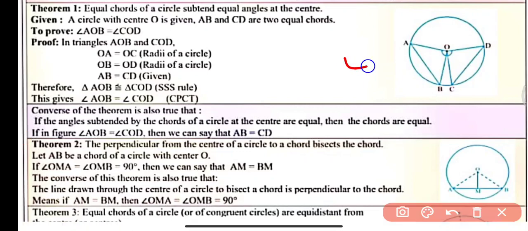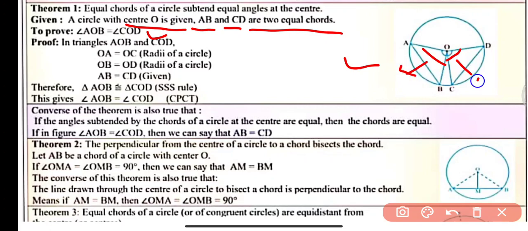Here we are given a circle with center O, and AB and CD are two equal chords. You can see here AB and CD are two equal chords. Now we need to prove that angle AOB equals angle COD. So we are to prove angle AOB equals angle COD. Now take these two triangles, that is AOB and COD.